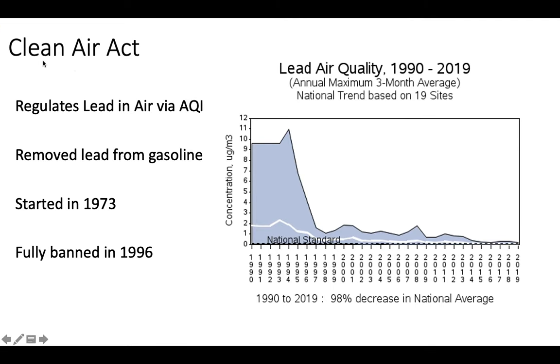And if you look at the Clean Air Act, which regulates lead in the air via the Air Quality Index, you can see in 1995 to 96, massive drop in the concentration of lead in the air up until present, where it's very, very low. The national standard is very low, and we've just surpassed underneath the national standard for the first time. But we started regulating lead in 1973, and it didn't get fully banned until 1996. So this is a very long battle that could have stopped a lot of preventable deaths even sooner.